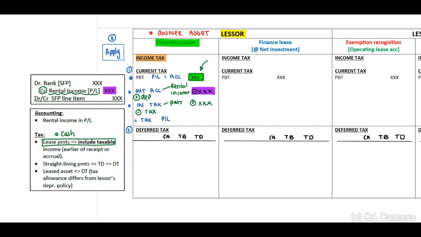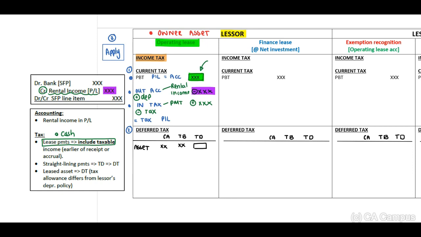Now, when we look at our deferred tax, we will have a line item, our asset. We will include our carrying amount as per our accounting rules, our tax base as per our tax rules, and if there's a difference in terms of our depreciation and our tax allowance, there will be a temporary difference. This is not an IAS 12 lecture, guys, therefore I'm not going to go into taxable or deductible.